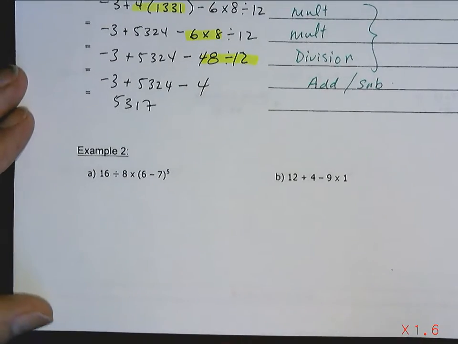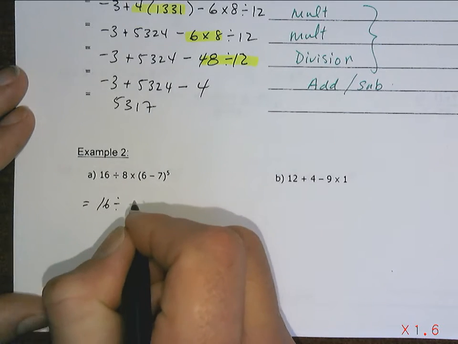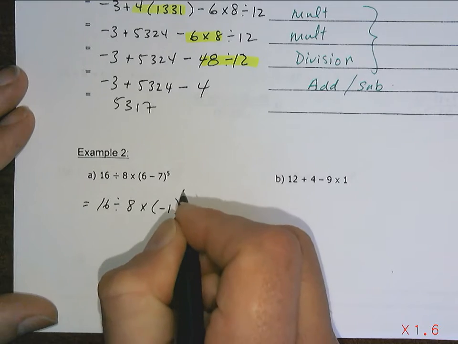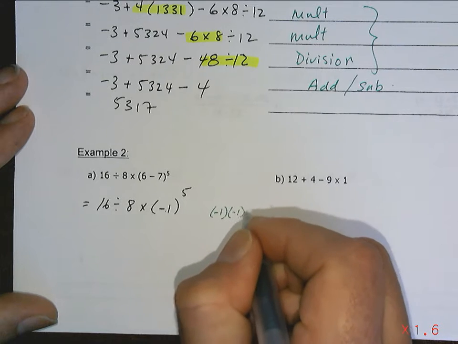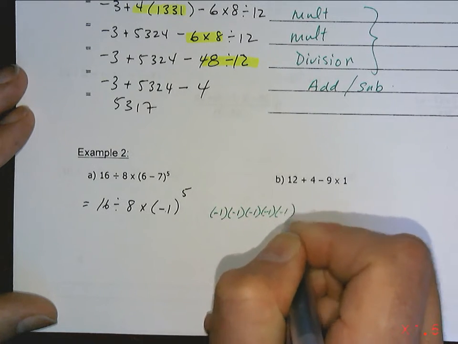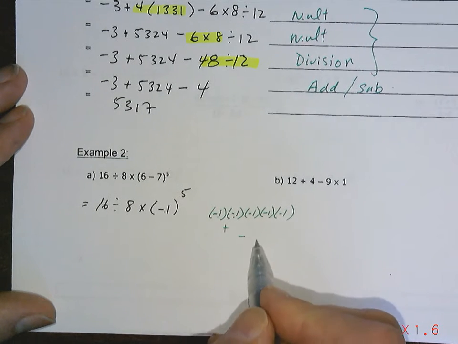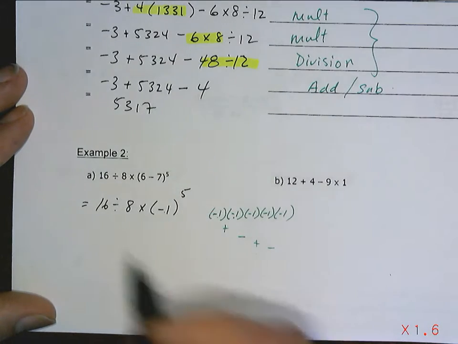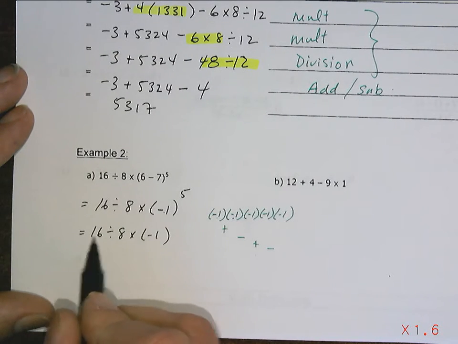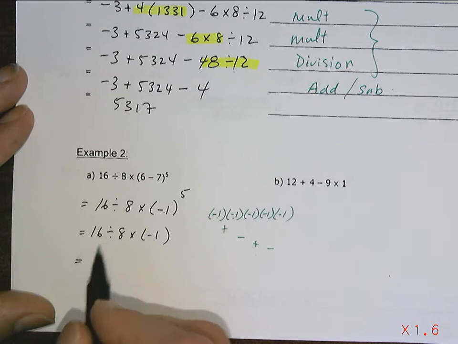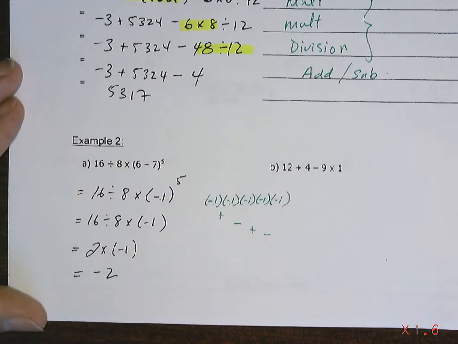Let's take a look at a few more examples. The first one I'm going to do is inside the brackets: 16 divided by 8 times negative 1. Now negative 1 to the 5, let's be clear on what that means. That's negative 1 times negative 1 times negative 1 times negative 1 times negative 1. Two are a positive, another one's a negative, another one's a positive, another one's a negative. So my answer is going to be negative 1. In the order that occurs, left to right means I do 16 divided by 8, which is 2. I multiply by negative 1, and I get a final answer of negative 2.